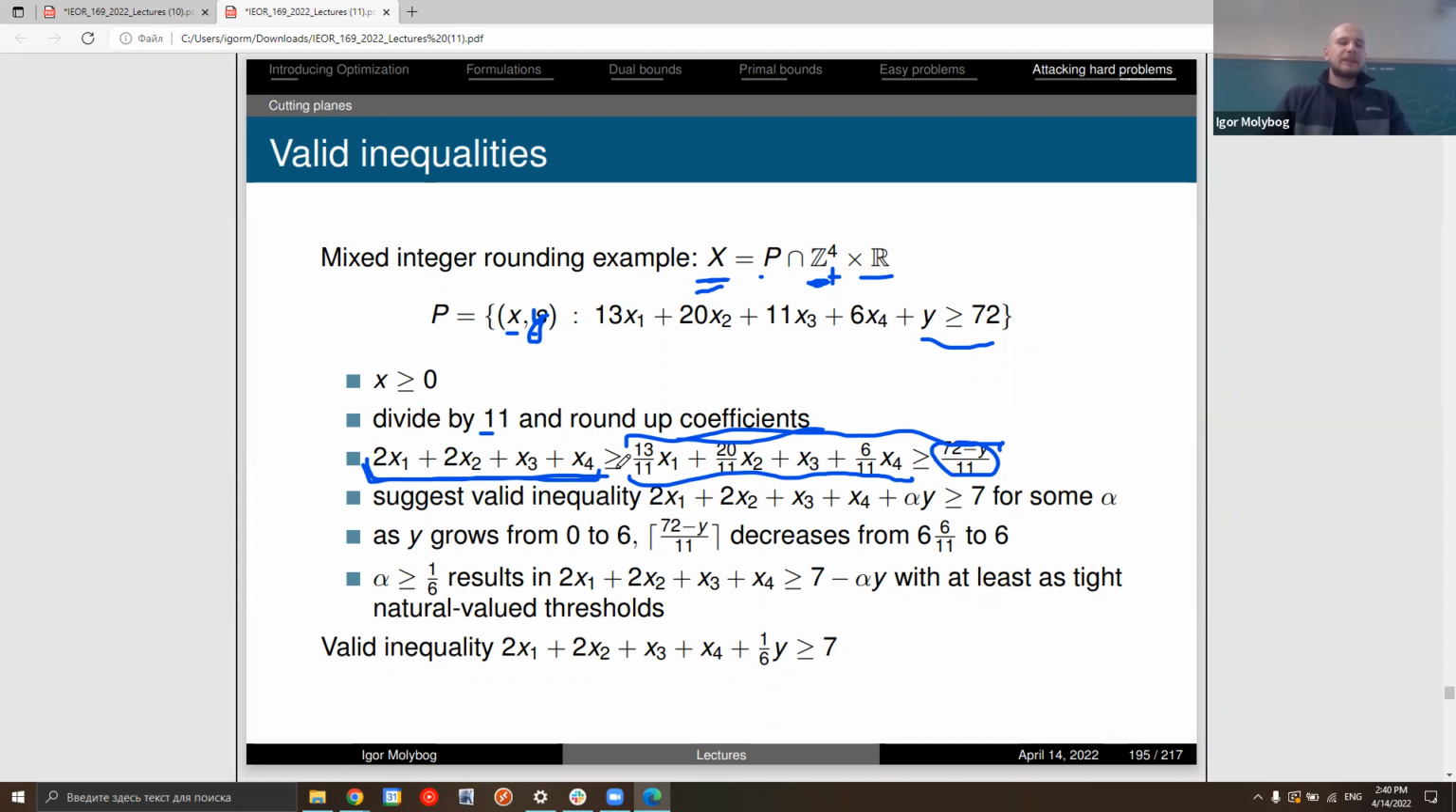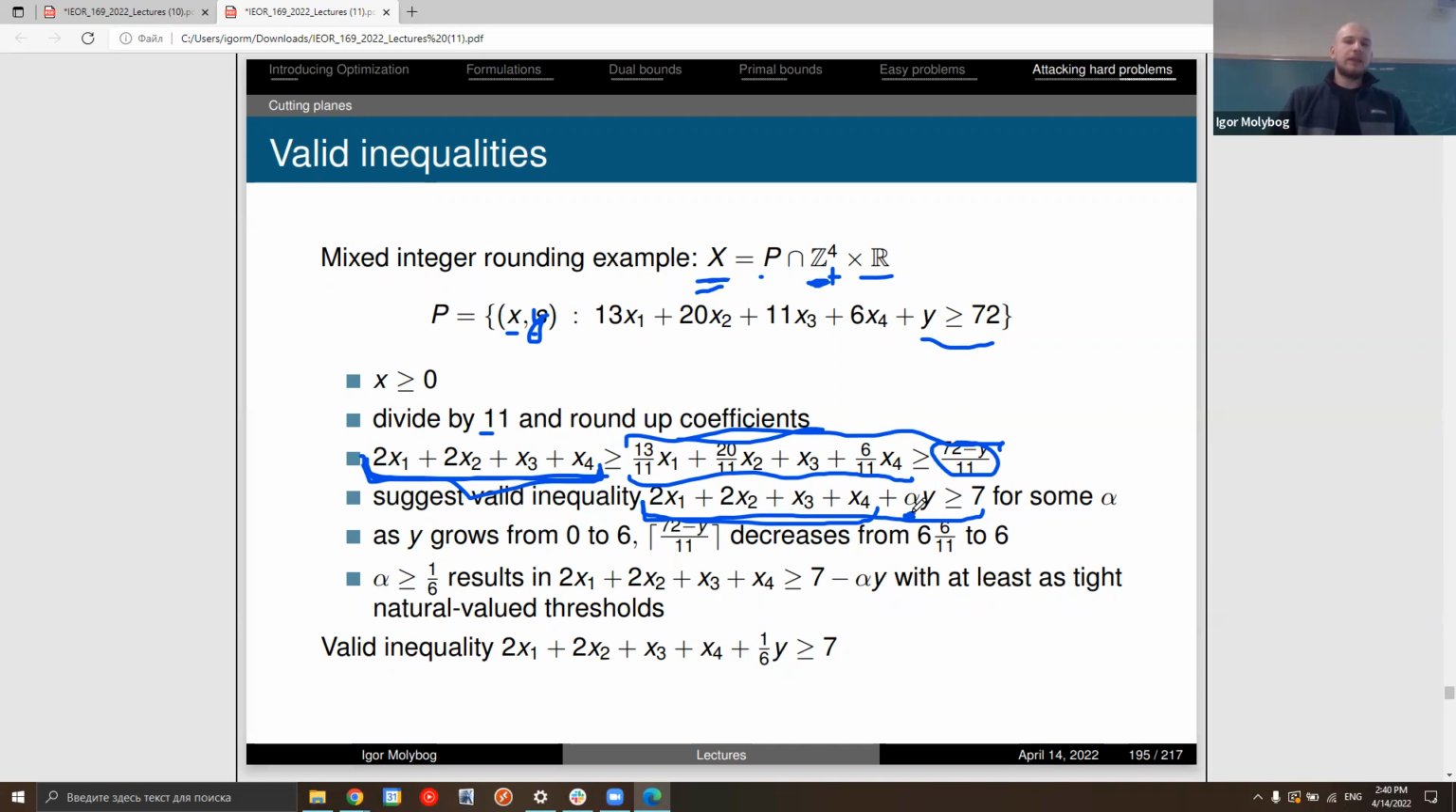Okay, let's say that we are looking for a valid inequality in this form, where the first part of the left hand side is exactly the part that we had over here, and then we assume that there is an alpha. We are looking for such alpha so that this inequality, when we substitute that alpha, is going to be a valid inequality.